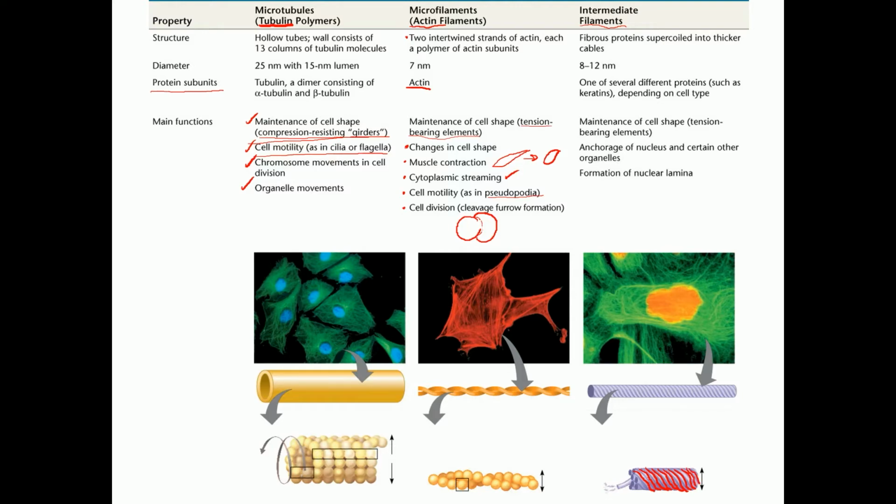So again, the cytoskeleton anchors your organelles in place, and the formation of the nuclear lamina. What the heck is that? The nuclear lamina is this meshwork of fibers that's inside the nucleus that helps give it some additional support. You guys don't really need to know about it. So these fibers are involved in cellular motion in a couple of different ways.